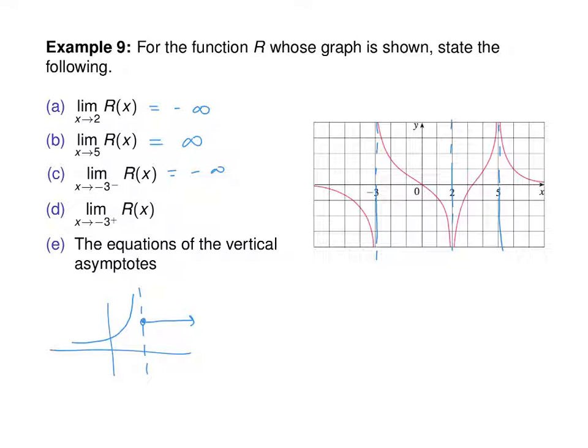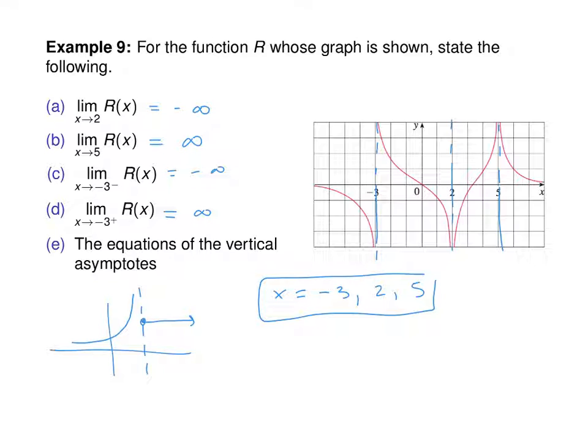Also, if it said -3 without a negative or positive, then you would say doesn't exist. Exactly. How about -3 from the right? Positive infinity. Okay, and then the equations of the vertical asymptotes. So what are they? Yep. x equals -3, 2, and 5, right? That's just me being lazy, but that's all of them.